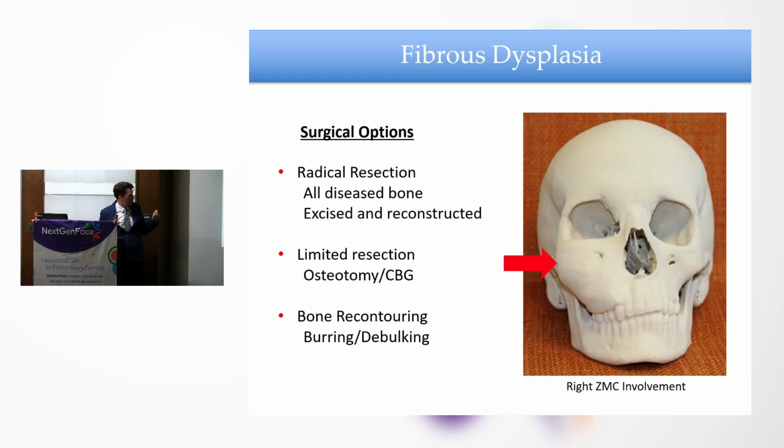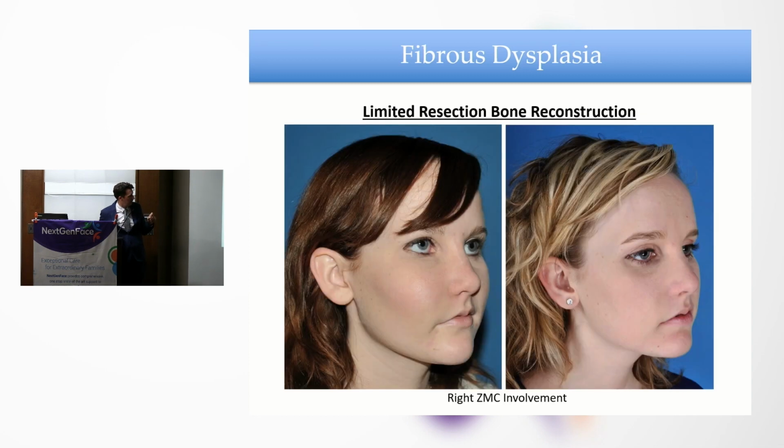So in this case, we have one bone, the zygomatic maxillary complex is involved, and then we have to decide what to do in this case. So we did a study looking at a limited resection versus bone contouring. The radical resection is not necessary because, again, it's not a true tumor. So we feel that limited resection with grafting had less recurrence and less need for further surgeries, although it's a bigger procedure. And this is what this patient had.